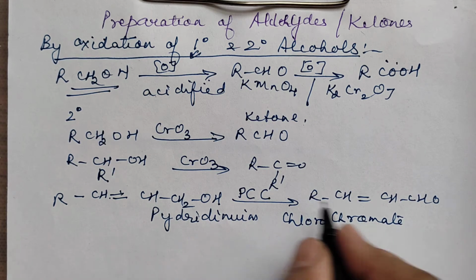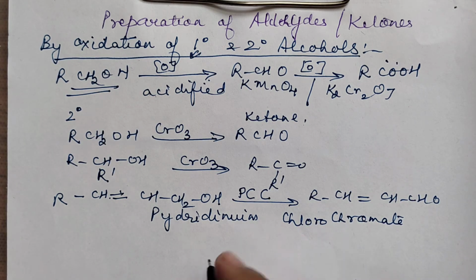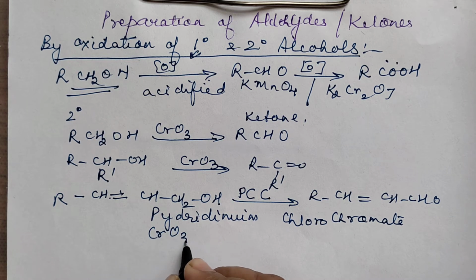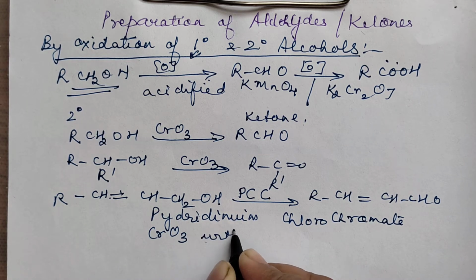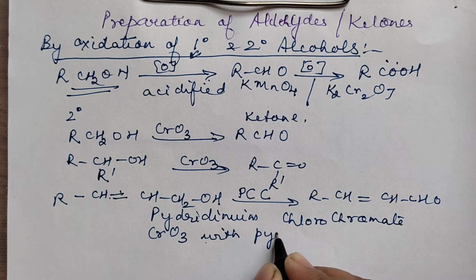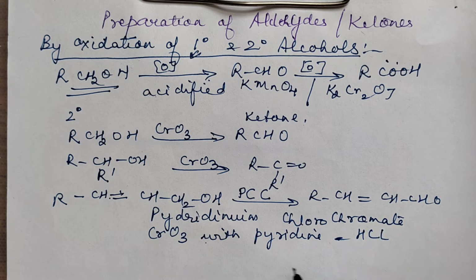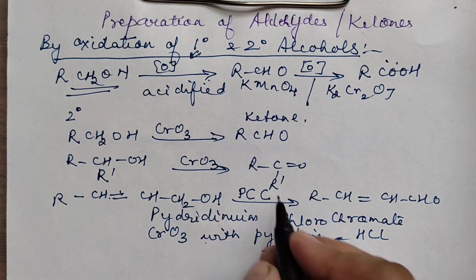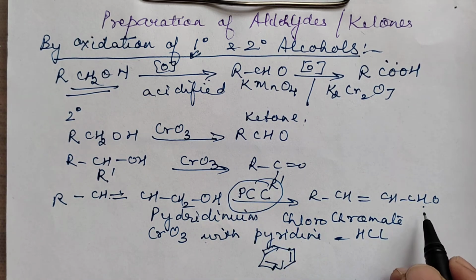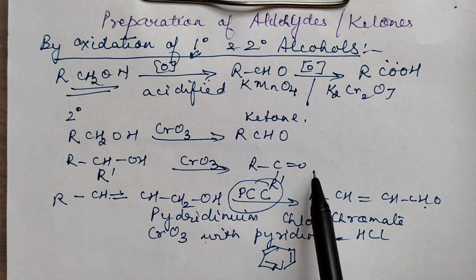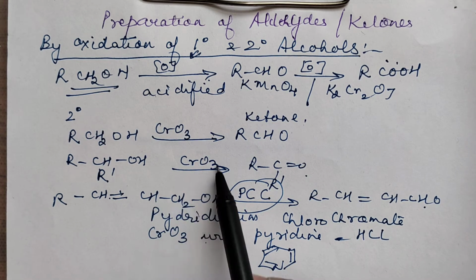And how do you prepare this PCC? It's basically a complex that is obtained by mixing CrO3 with pyridine and HCl. Now what is pyridine? Pyridine is a heterocyclic ring where instead of a carbon, there is one nitrogen atom. So this is strictly used for aldehydes, not for ketones. Clear? So if you want to prepare aldehyde or ketone, then we'll be using these oxidizing agents.